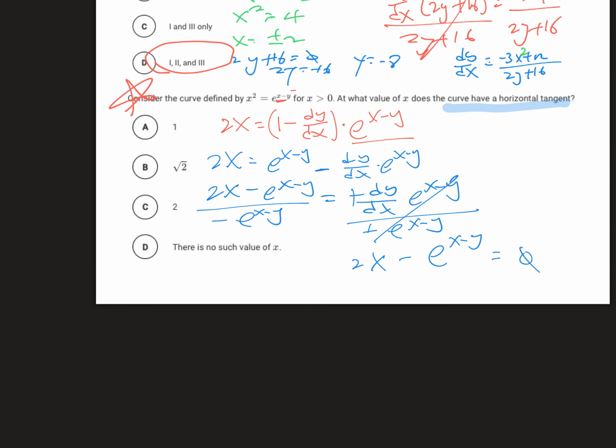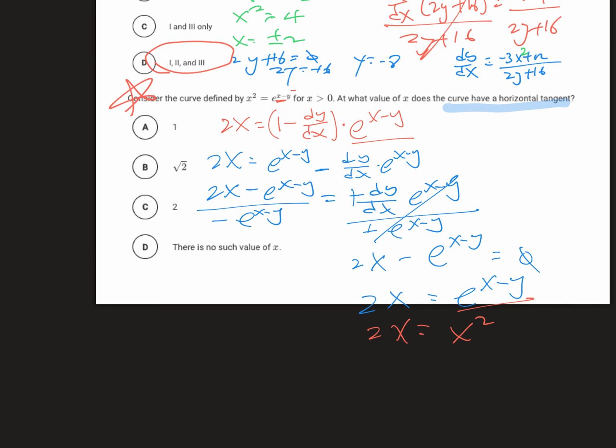And we solve this. Some of you might be like, oh my god, I don't know how to solve this. Well, let's review. I'm going to add e to the x minus y to both sides. So 2x equals e to the x minus y. Now I have this. And at this point, here's something really helpful. Do you see how e to the x minus y is equal to x squared? Once again, e to the x minus y, right there, is equal to x squared. So I'm simply going to substitute. So 2x equals e to the x minus y becomes x squared.